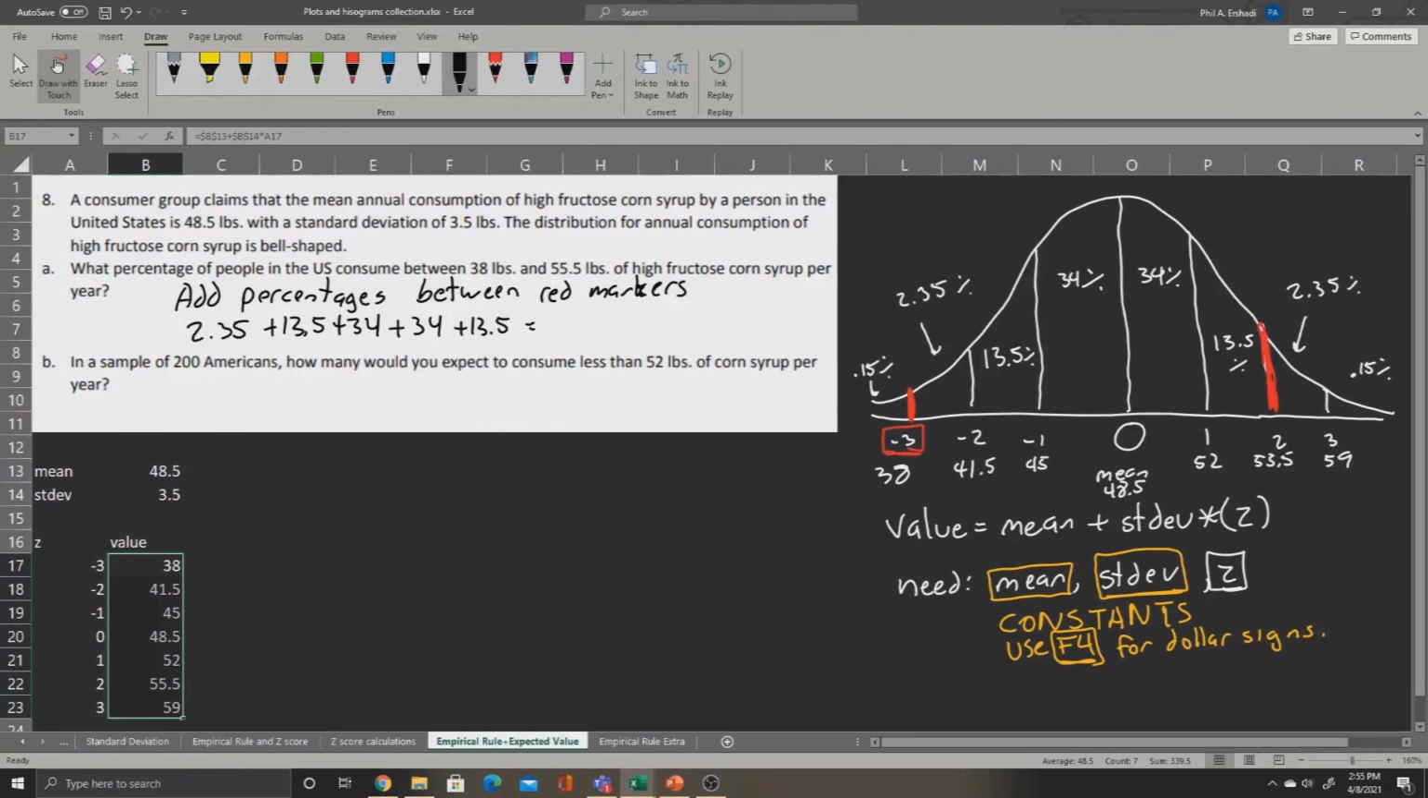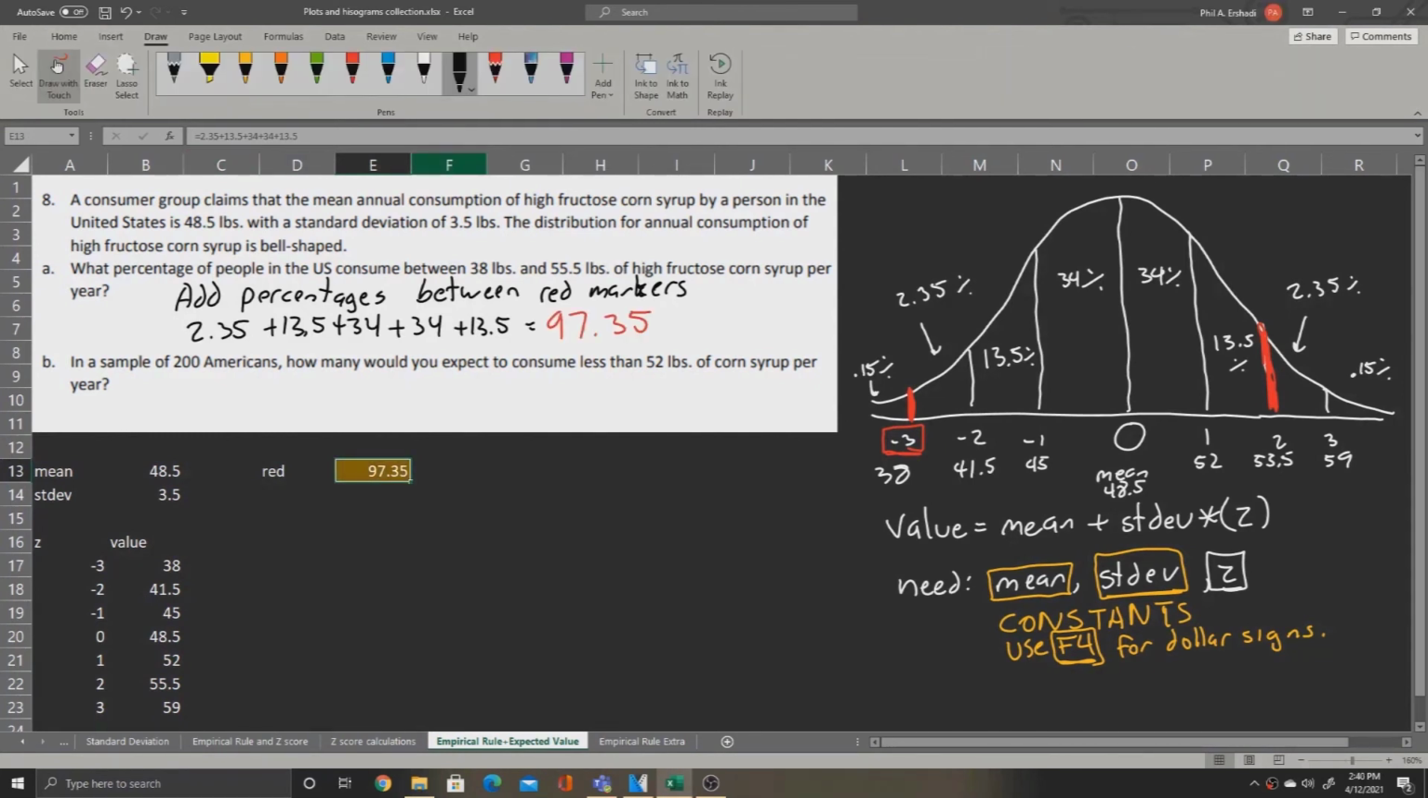We can calculate this in Excel. I'll place another label for the red markers, and I'll type all of those numbers in, starting with equals 2.35 plus 13.5 plus 34 plus 34 plus one more 13.5. And so the percentage between the red markers is 97.35.